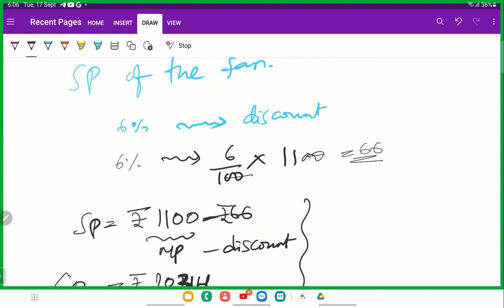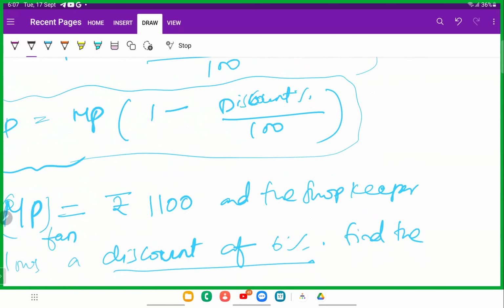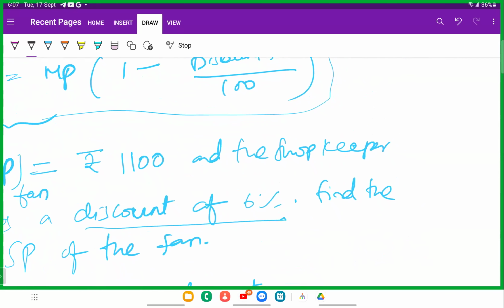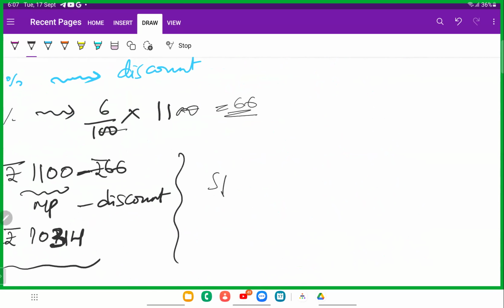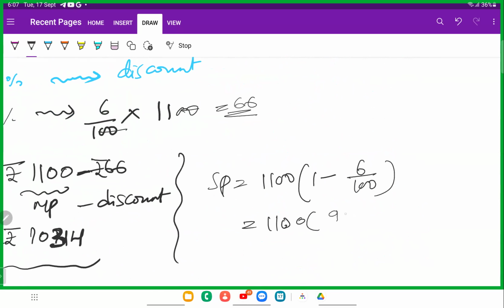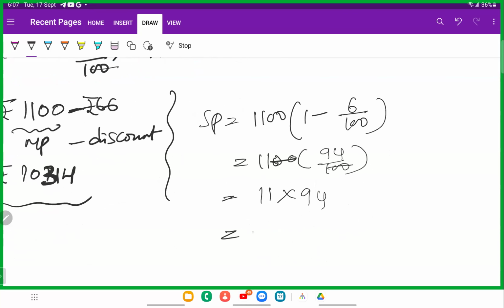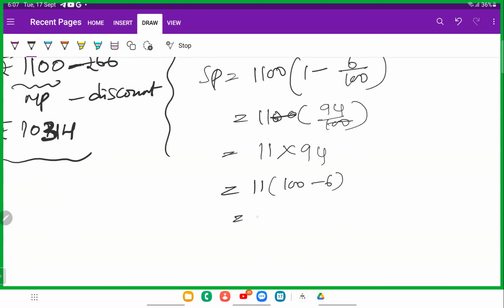Now you apply this formula, that is market price into 1 minus discount percentage by 100. So market price is 1100, 1 minus discount percent is 6 by 100. So that will be equal to 1100 into 94 by 100. So this will get cancelled. 11 into 94 is 1034, sir.